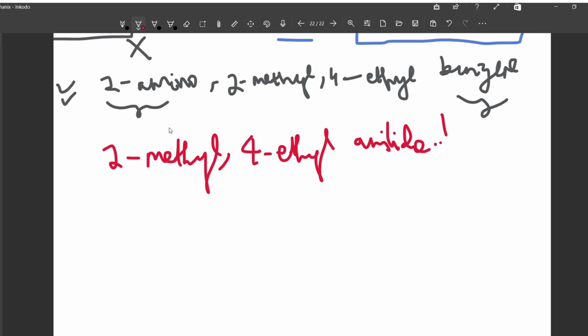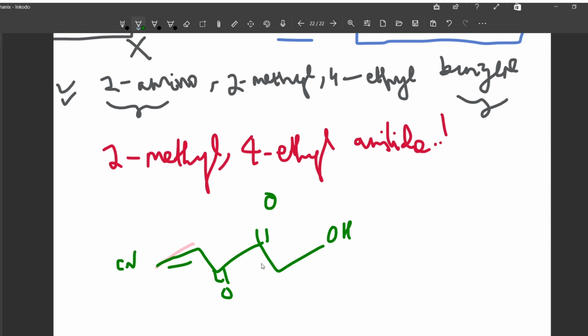So the question is something like this. OH, double bond O, double bond O here. So the homework will be this for you guys. Try to name this compound.